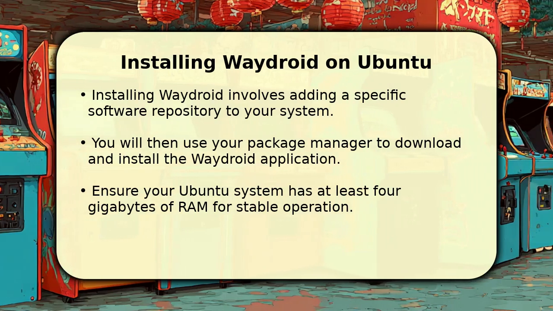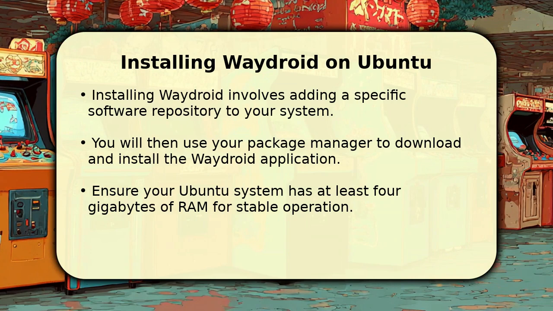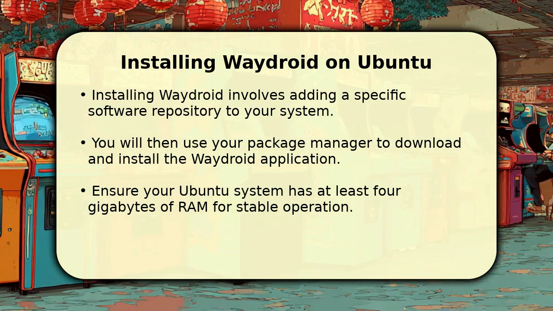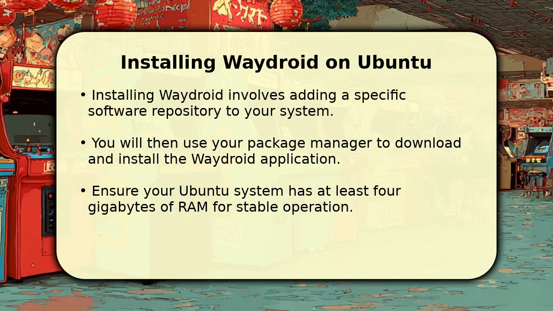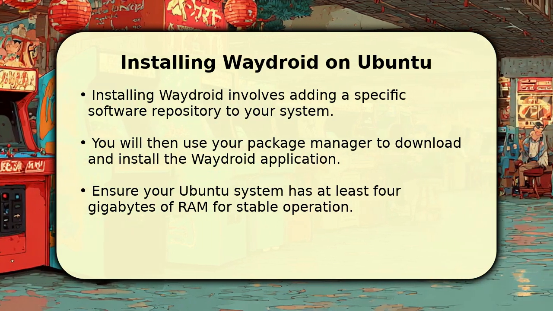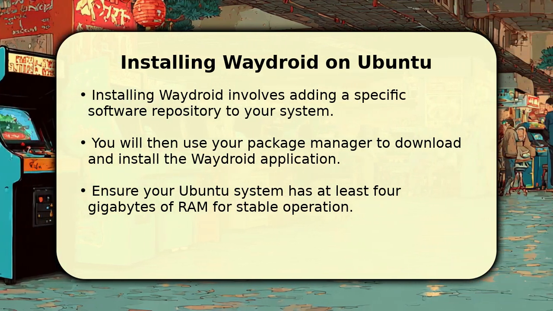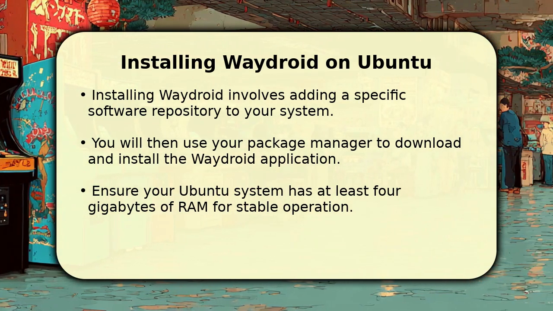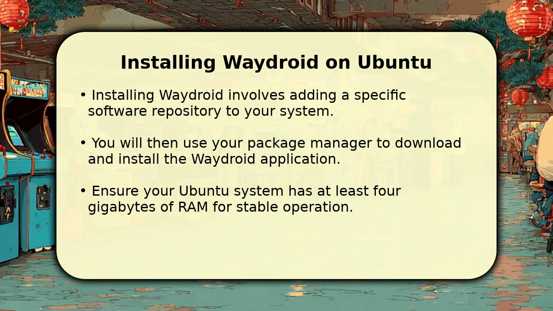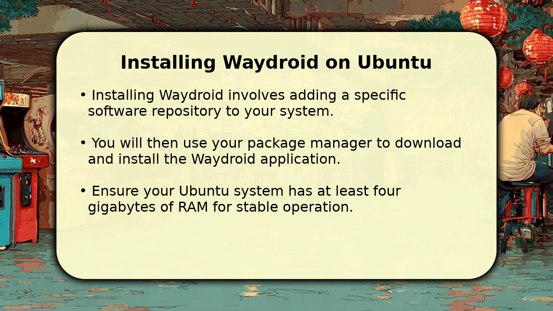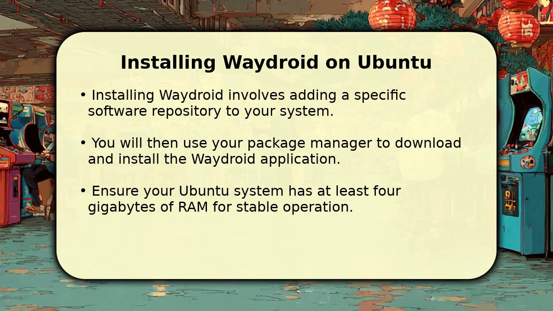The installation process for Waydroid on Ubuntu is straightforward, though it requires a few command line steps. First, you need to add the Waydroid repository to your system's software sources. Next, update your package list and then proceed to install Waydroid using the appropriate command. It is important to ensure your system has sufficient resources, such as at least 4 GB of RAM and 2 CPU cores, for the best performance. This setup prepares your environment for Android applications.